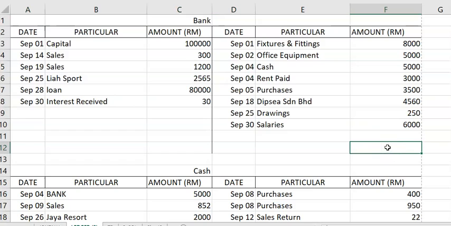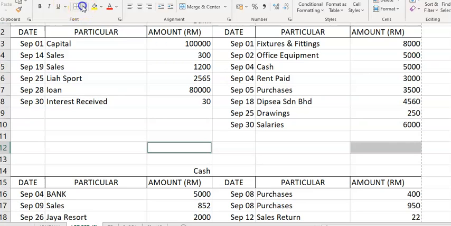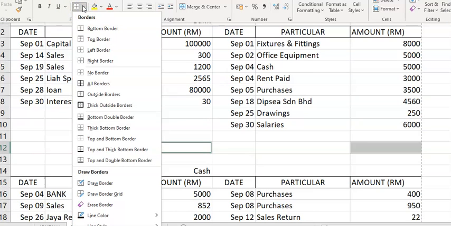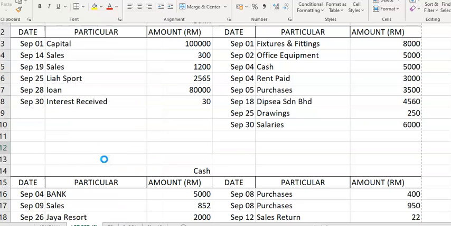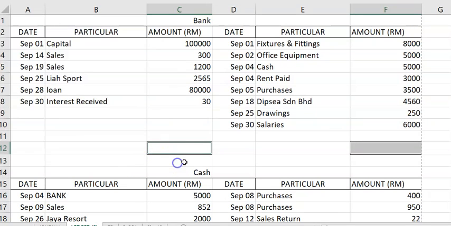And at row 12, you need to specify a row to justify what we call the balancing figure. Usually we will have one row at the top and two rows at the bottom, like this.